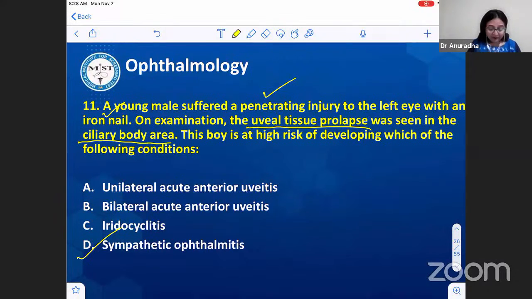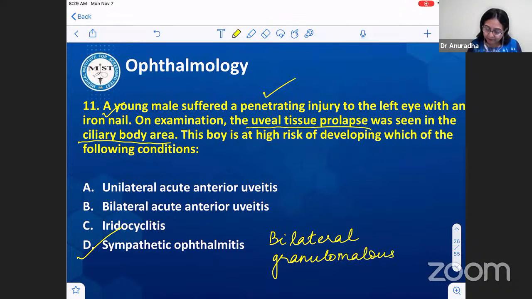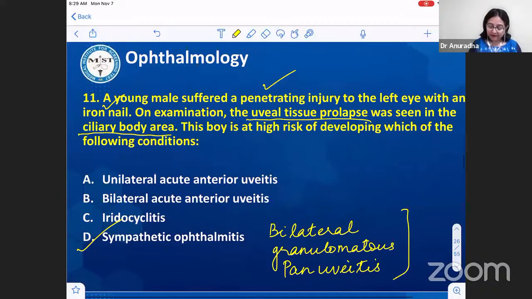Yes, absolutely right. So what I was asking, what is the type of uveitis you will see in sympathetic ophthalmitis? That is, beta, always remember, it is bilateral, it is granulomatous, it is panuveitis. Okay, so please remember these 3 points.